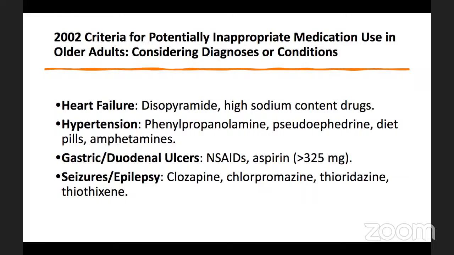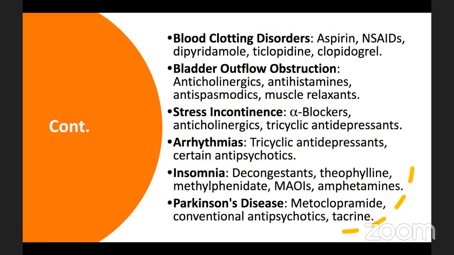Seizure or epilepsy history: you have to be careful prescribing medication like clozapine. If the patient has a history of blood clotting disorder, be careful prescribing aspirin, NSAIDs. Bladder outflow obstruction, i.e. BPH: be careful prescribing anticholinergics, antihistamines. Stress incontinence: alpha blockers, anticholinergics, TCAs all have side effects that can worsen the condition. Arrhythmia: be careful if you're going to prescribe TCAs, certain antipsychotics.